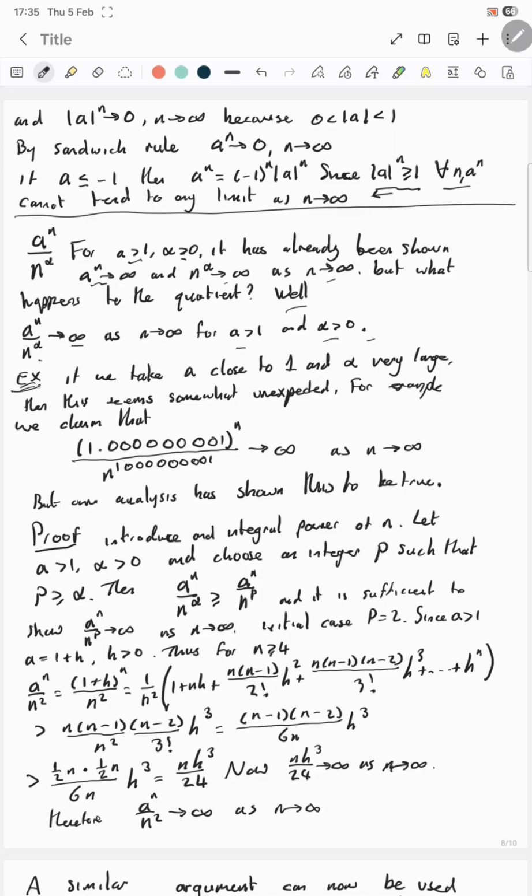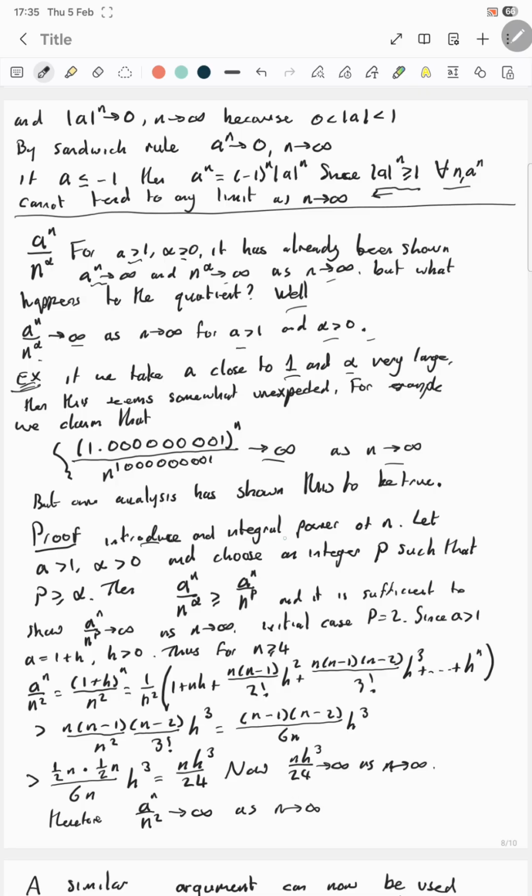Here's an example to demonstrate this. If we take a close to 1 and alpha very large, then this seems somewhat unexpected. For example, we claim that this number here, 1.00001 to the n over n to the 1000, goes to infinity as n goes to infinity. But analysis has shown this not to be true.